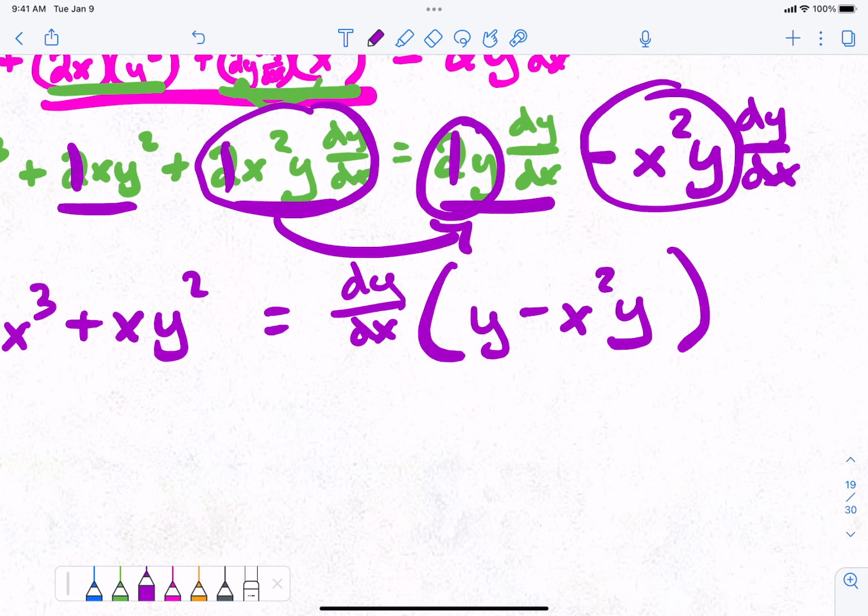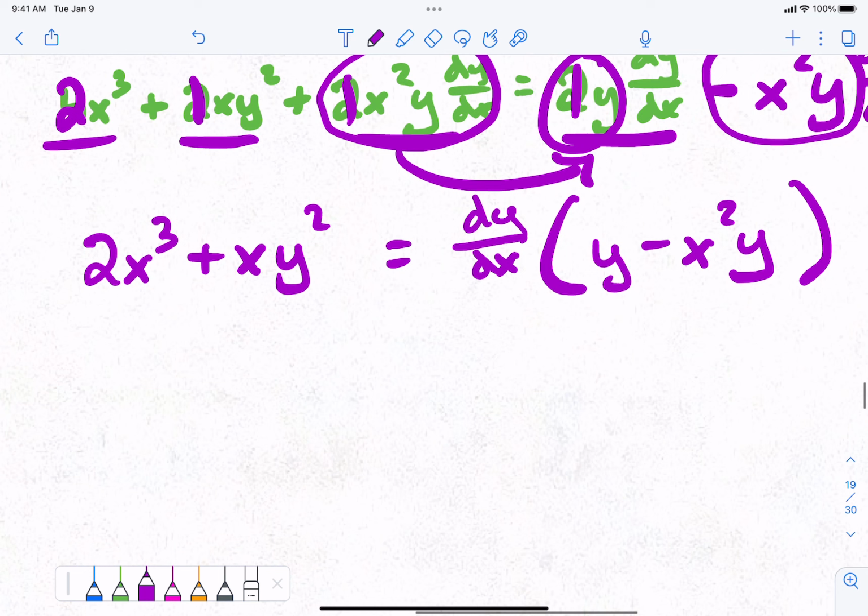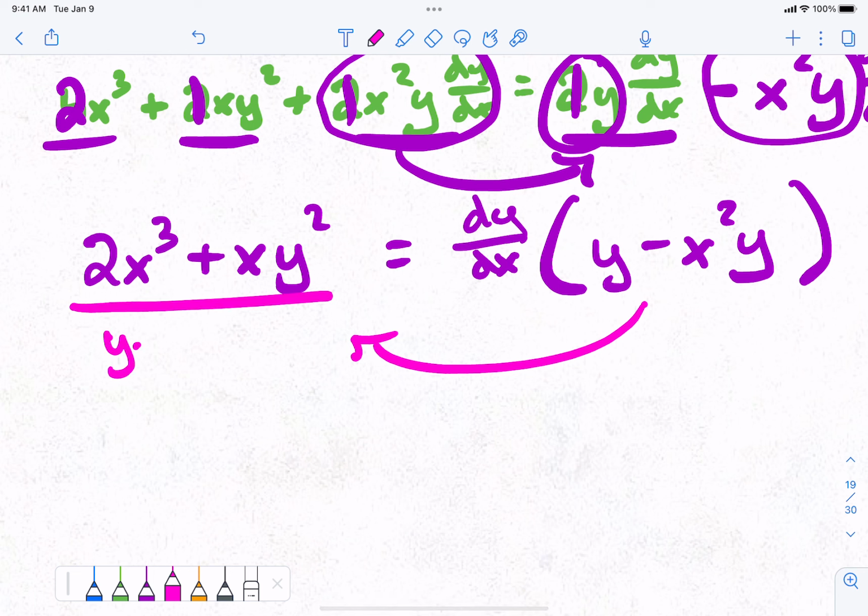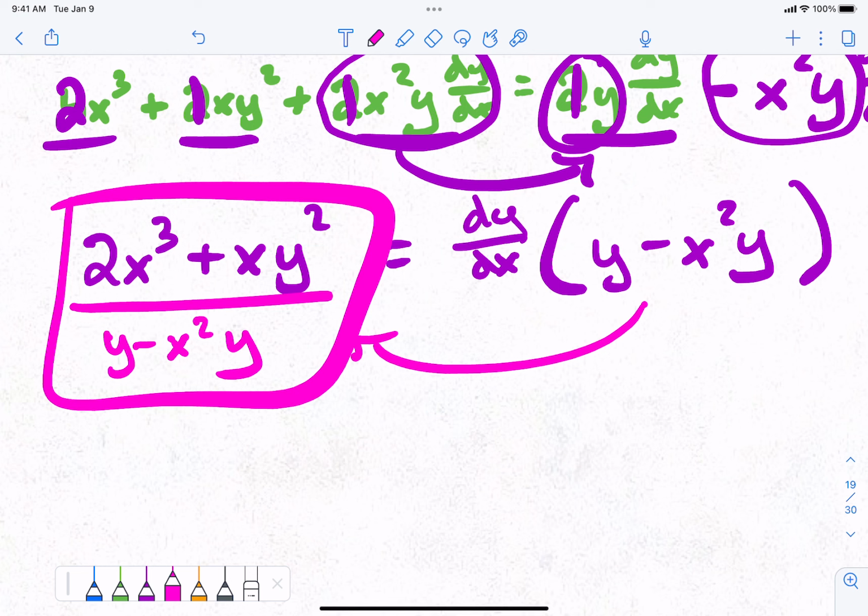I'm going to divide this over. So I'm going to divide, and my final answer is going to be like this. This is my final answer for my derivative because I divided it over. That's what it will look like.